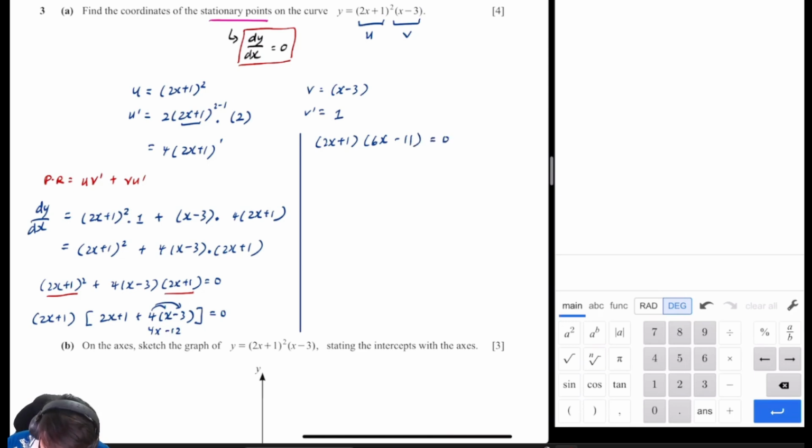Now, in order to solve for x, the first x will be negative 1 over 2, the second one will be 11 over 6, right? At this point, just write 6x minus 11 equals 0, or 2x plus 1 is equal to 0. Okay, so since we have both x coordinates, now you substitute x into y is equal to (2x plus 1) squared (x minus 3) to find the y coordinates.